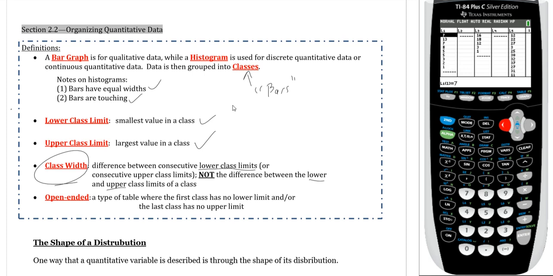We will call an open-ended graph a graph where the ends of the graph, the last bar or the first bar, go on for infinity. So the first class has no lower limit and the last class has no upper limit. You will very seldom ever see open-ended actual histograms created, at least for the time being.